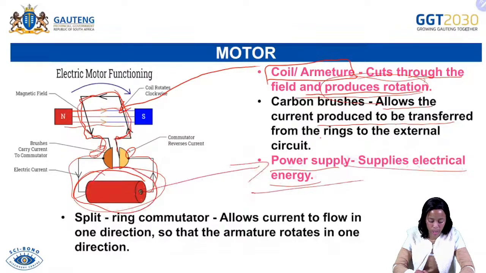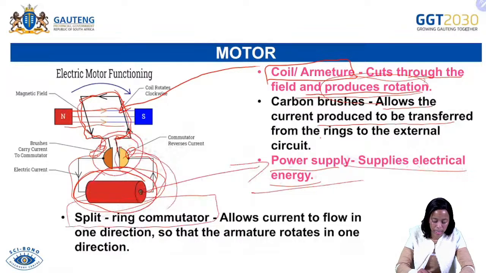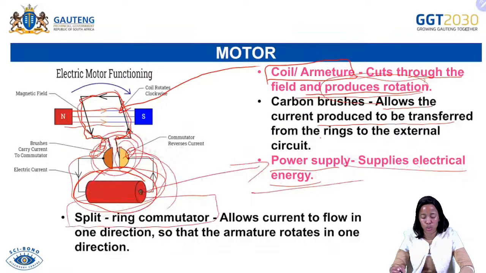So now with this one, we have what? We have a split ring commutator. So remember, when it's slip rings, we are going to have how many of them? It's going to be 2 of them. And with a split ring, the ring will be split into 2 and it's going to be 1 ring there.